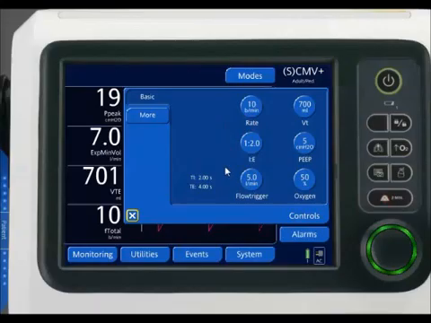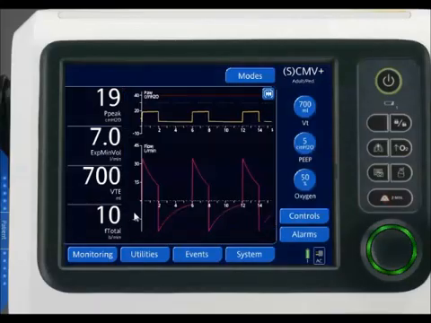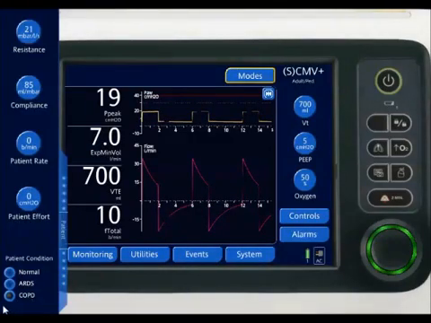This is my ventilator simulator with adaptive pressure control. And here are my settings. I'm going to target a tidal volume of 700. There are my measured values, and I currently have a peak pressure of 19. As you see, I have a COPD patient selected.